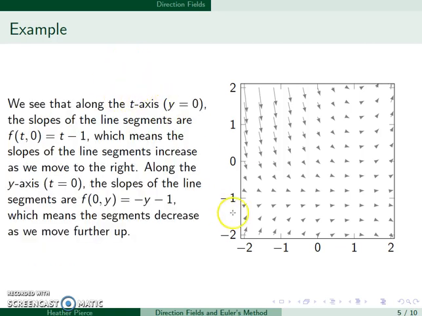So along the t-axis, we can see that the slope of the line segments would be t minus 1, since y is 0. So they increase as we move to the right, and you can see along this line, they start negative, and then are getting bigger and bigger. They become 0, and then keep growing. As we look along the y-axis, so when t is equal to 0, we have negative y minus 1, so this means they're decreasing as we go up. And you can see they start positive, move to 0, and then keep getting smaller and smaller, negative.